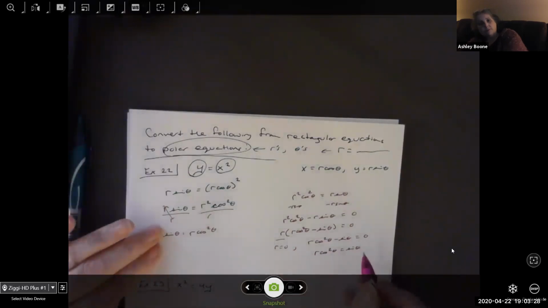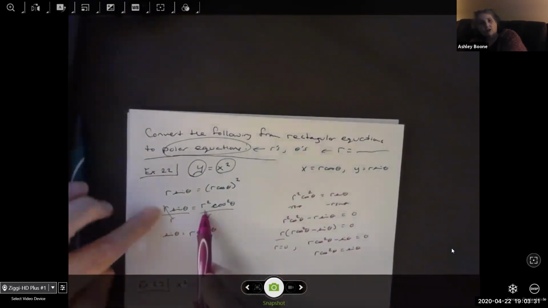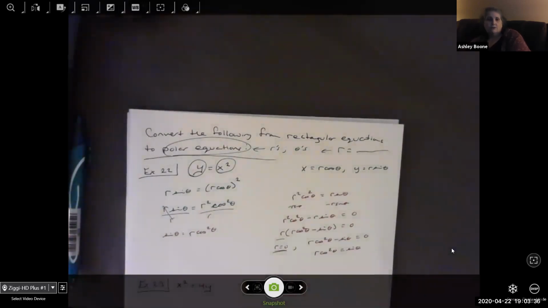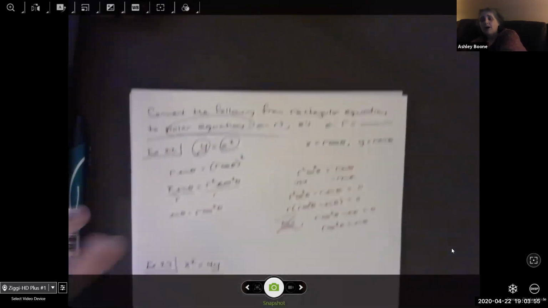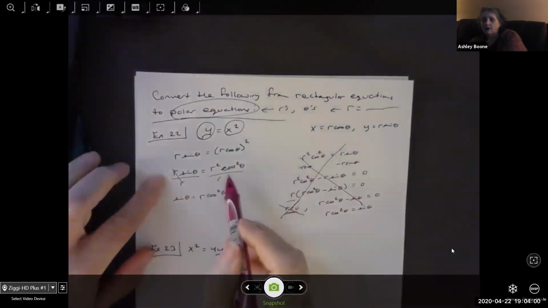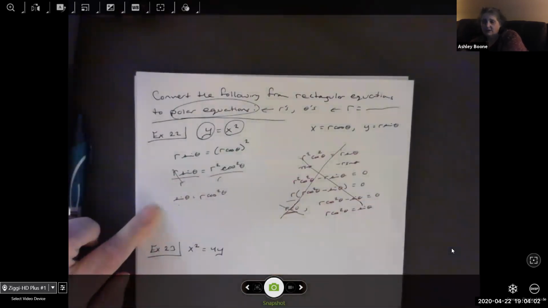When you do something like this and you have an r and you have an r squared on each side, a solution of r equals 0, you won't have a circle if the radius is 0. You won't have a circle. So that's why that option isn't actually an option for your solution. So that's why we can get by with going ahead and dividing both sides by r and getting sine theta equals r cosine squared theta.